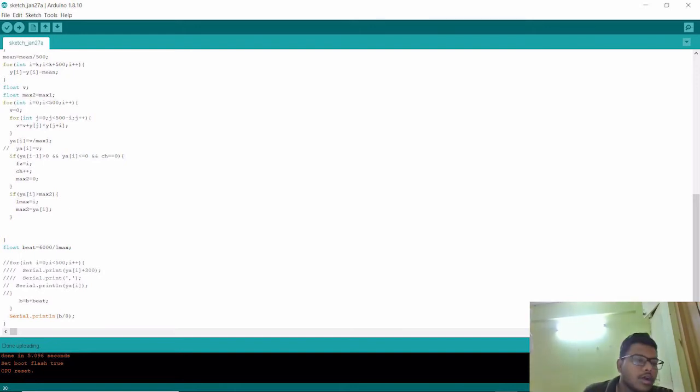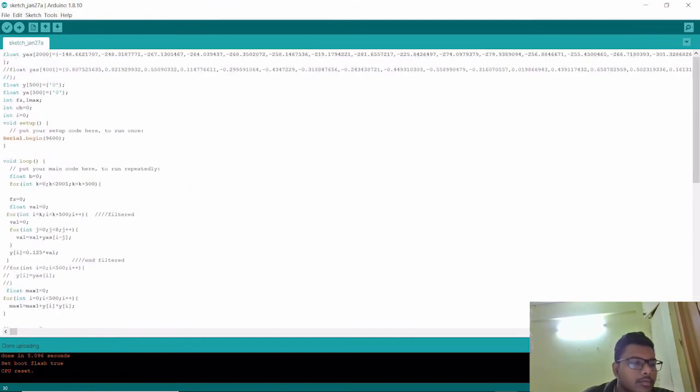After that, we need to remove the mean from the moving average filtered signal of the PPG signal. Here you can observe that we are finding the mean of the moving average filtered signal, and then we are removing the mean from each and every point of the PPG signal.